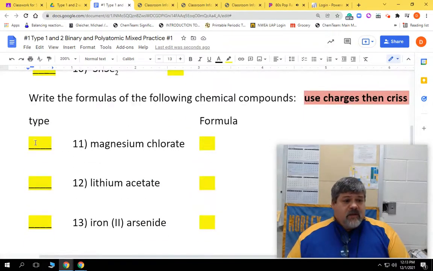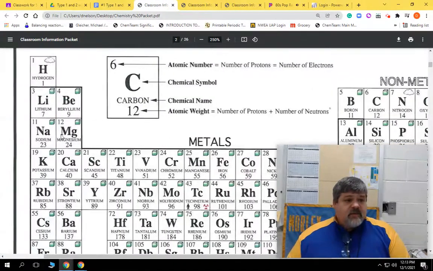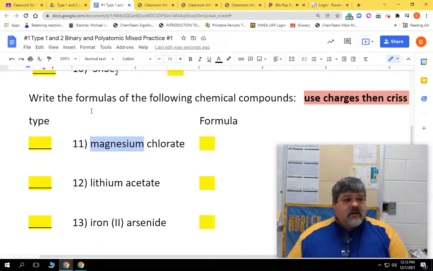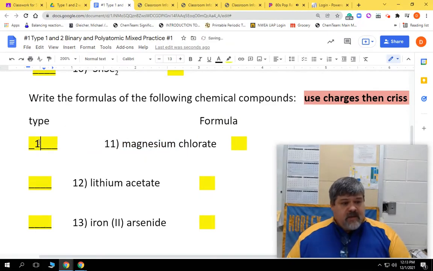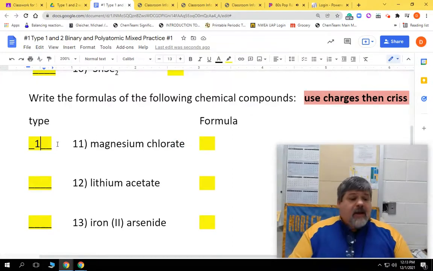So look at this one right here. I see magnesium chlorate. So magnesium is right here on the periodic table. It means it's in column 2. So I go to this one here. Column 2 says it's a type 1 because it's white. So we know that it's a type 1. Now, is it binary or polyatomic? Well, here's my hint right there. It says chlorate. That means it must be polyatomic.